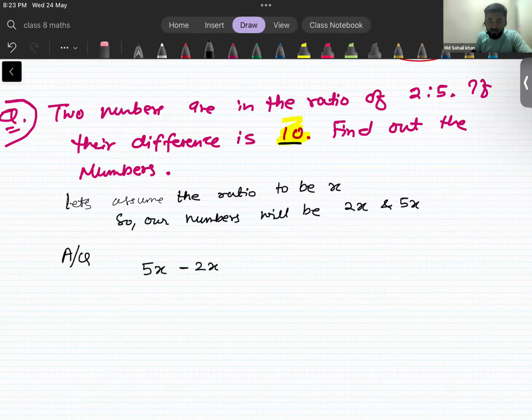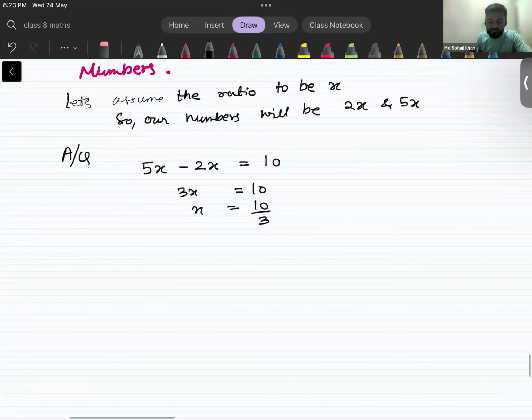Why not 2x minus 5x? Because we subtract the smaller value from the greater value. So 5x obviously is greater than 2x. So 5x minus 2x is equal to 10 here. Did you write it like this? Yes, sir. So it is 3x equals 10 then. So x is going to be 10/3. So far, this should be your step.